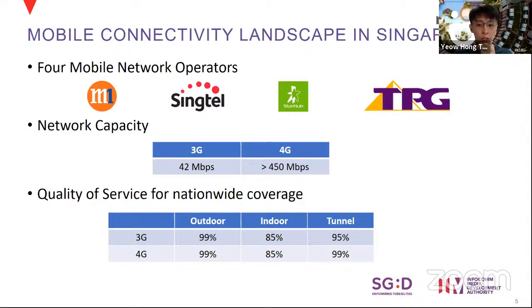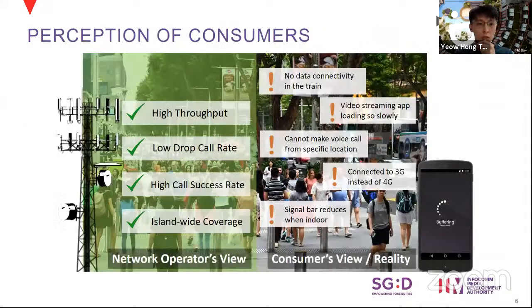Our MNOs can typically comply with the framework, but does that mean that the users are really satisfied with the mobile network's performance? In the operator's view, they always claim that their networks have high throughput, low drop call rate, high call success rate, and even island-wide coverage. However, the consumer's actual experience on the ground may be otherwise.